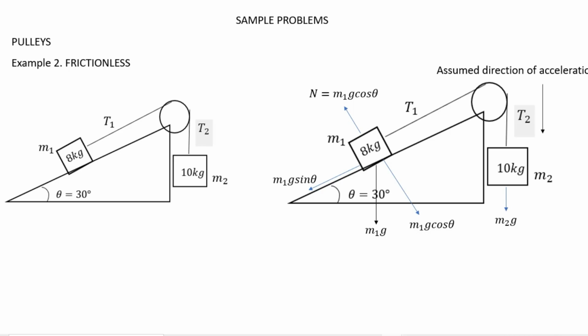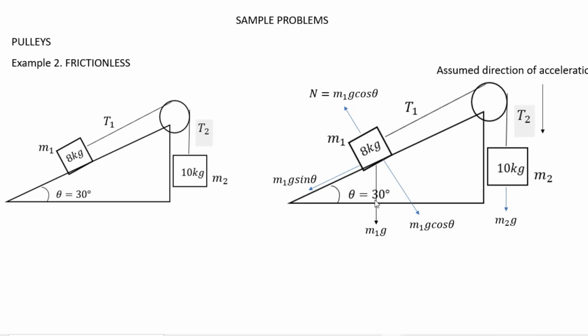So in this example, we're going to find the acceleration and the tension of an incline. So this is an incline, guys. So first, we're going to draw its forces. So we have the force here that is pulling the object downwards, which is equal to m1g.